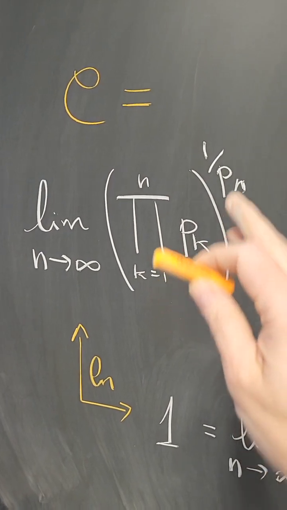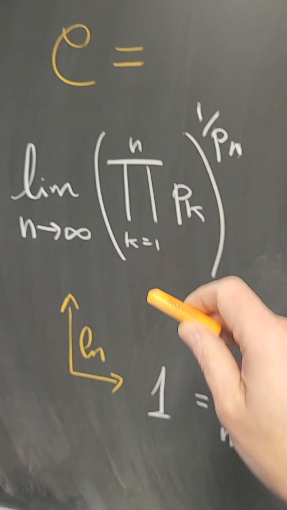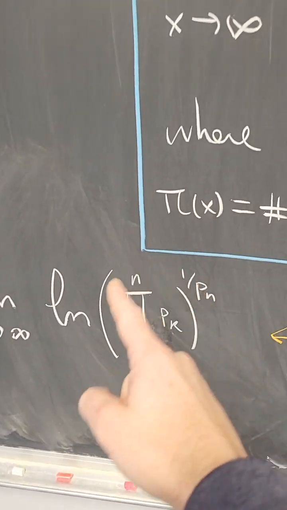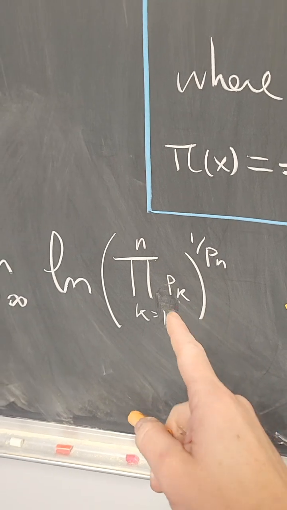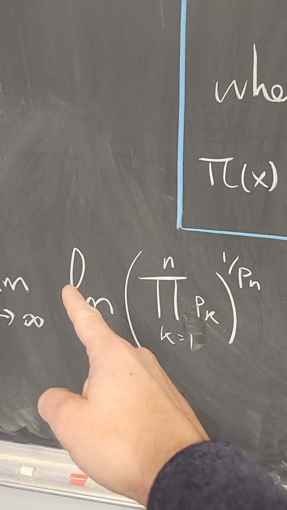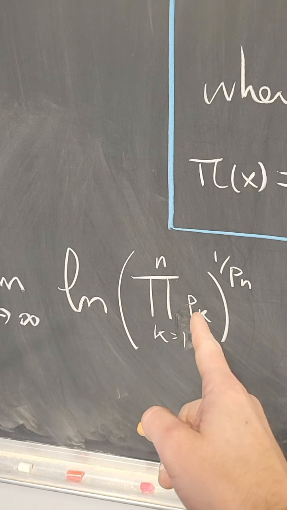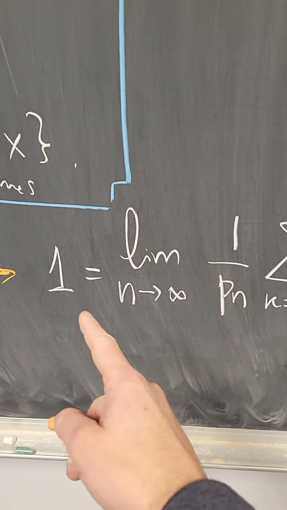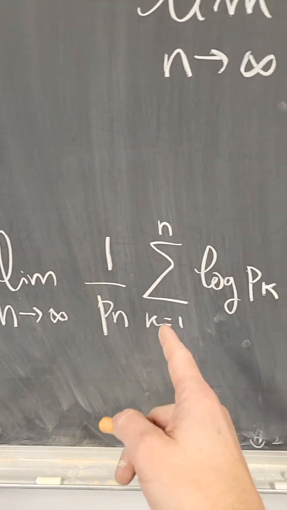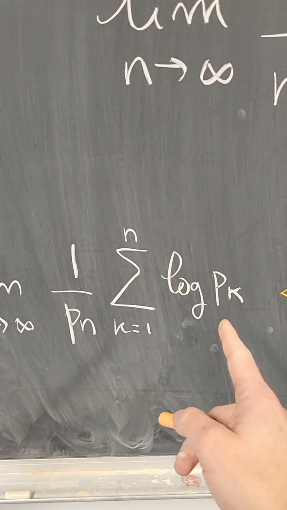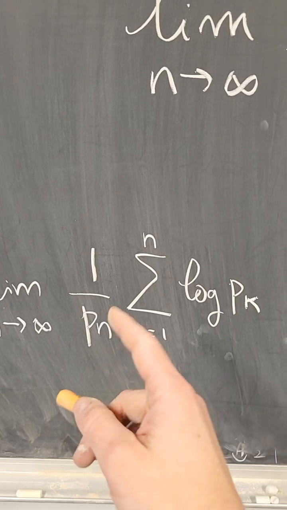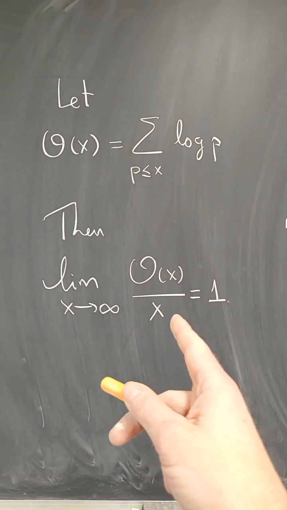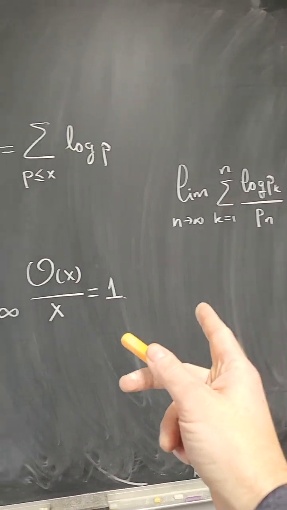So why is this true? By taking natural logarithms, this is equivalent to 1 being equal to the limit as n goes to infinity of the logarithm of that expression involving primes. But now, using the properties of logarithms, this exponent can come down multiplying, and the logarithm of a product is the sum of the logarithms, so this expression is equivalent to 1 being the limit as n goes to infinity of the sum of the logarithms of the first n primes divided by the nth prime. But that is precisely equivalent to the prime number theorem by this expression, which is equivalent to the prime number theorem as we saw before.